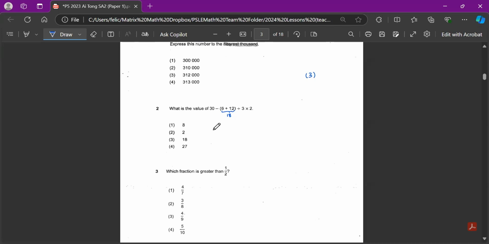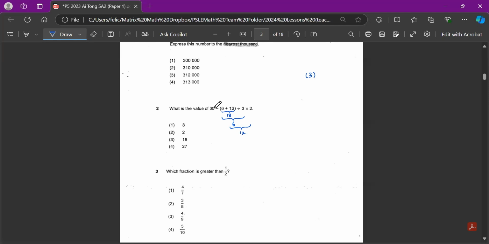Depending on which one comes first when you read from left to right, you have to solve that first. Divide and times have the same ranking. It's not true to say that you must do times first, then division later. No, it depends on which one comes first from left to right. As you observe, the division comes first before the multiplication. So 18 divided by 3 first, which is 6. Lastly, we have 6 times 2, which is 12.